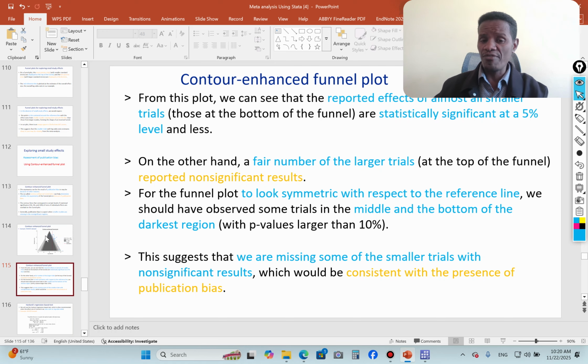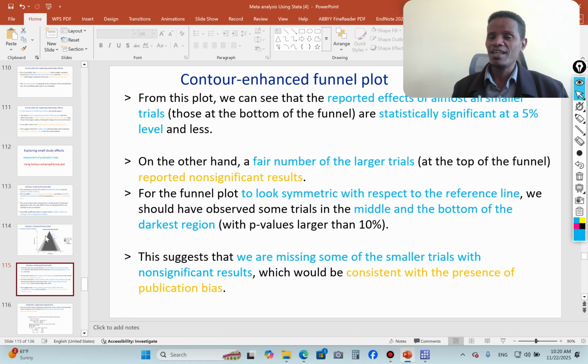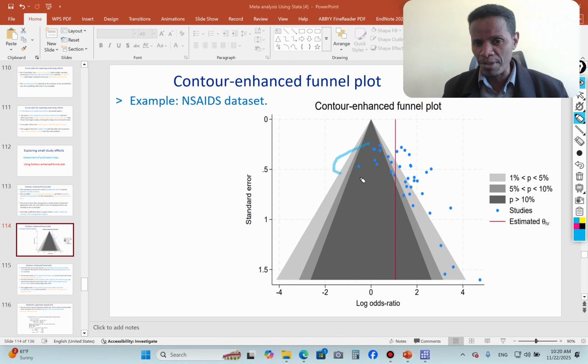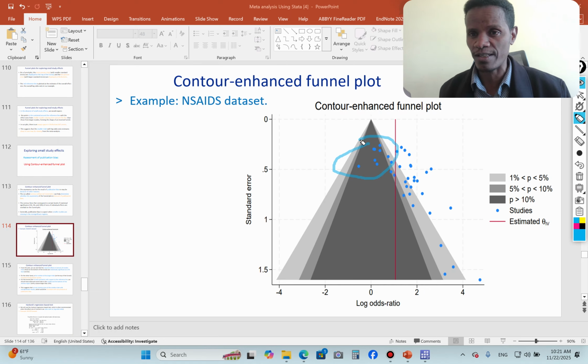On the other hand, a fair number of the larger trials at the top of the funnel plot reported a statistically non-significant result. Even though they are statistically non-significant, since the sample size is larger and the confidence interval is precise, they have been published.